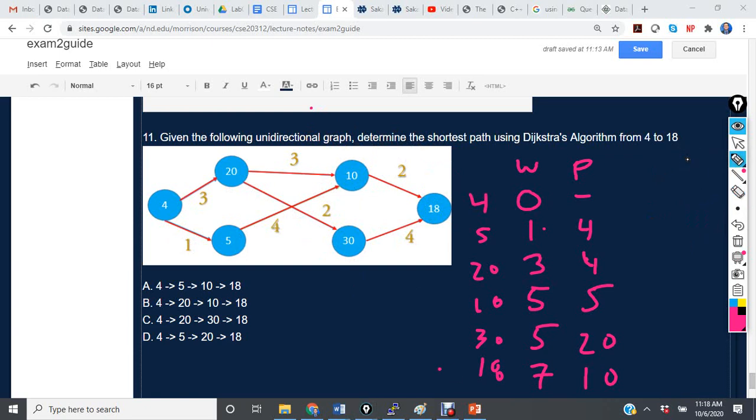We can now start at 18 and say, well, what's our parent? So 18 will be last, and then it'll be 10. 10's parent is 5. 5's parent is 4. So 4, 5, 10, and 18. Therefore, the answer is A.